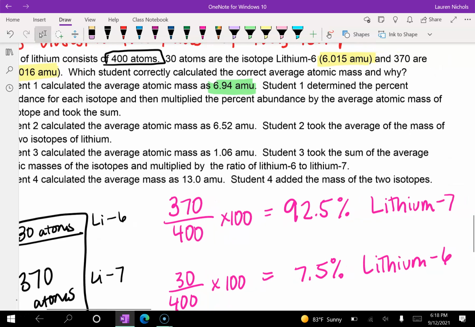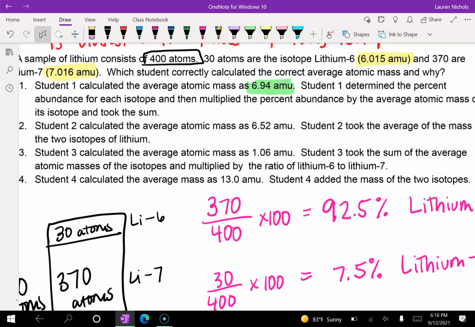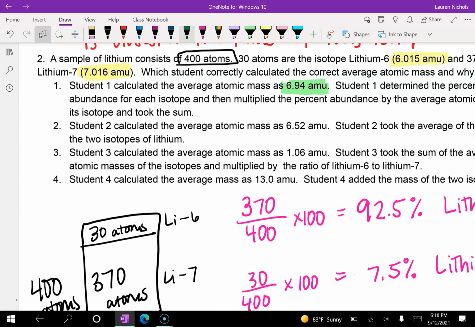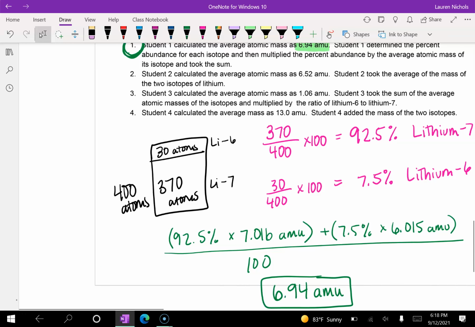It said student 2 did it by the average mass of the two isotopes. So they just added them and divided by 2. That's not correct because we know this is a weighted average. And student 3 said that she added the isotopes and then multiplied by the ratio. That's, again, not how it works because it's not just multiplying by the ratio. Each mass has to be multiplied individually. And then number 4, it said they just added the mass of the two isotopes. That's not how it works. So for our answer, student 1 is definitely correct. Okay. And we can see that based on the math that we got.